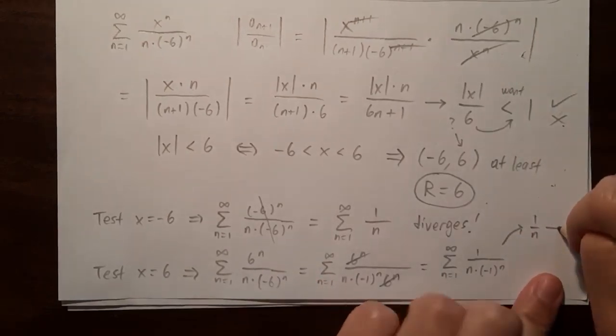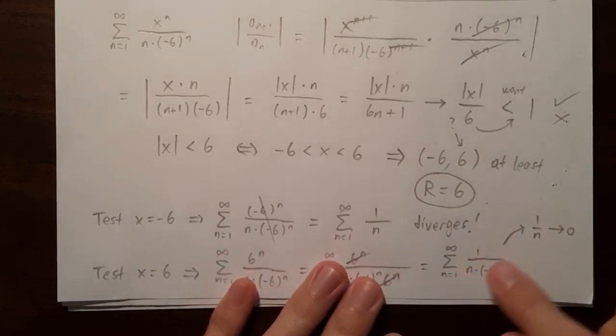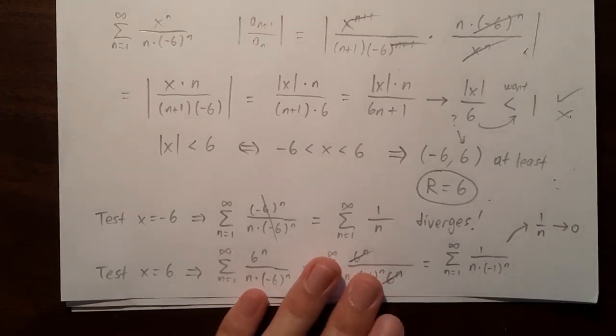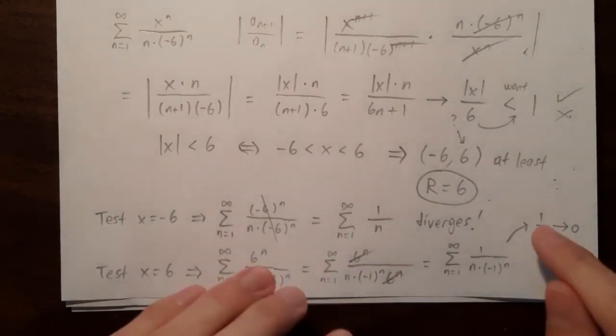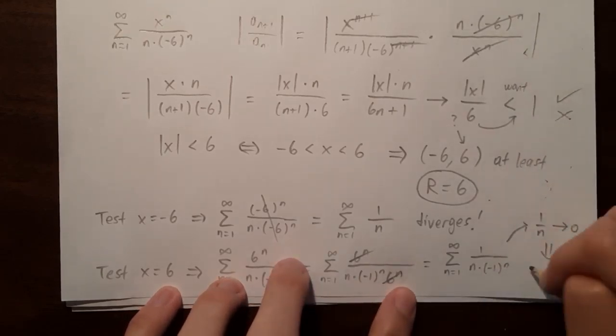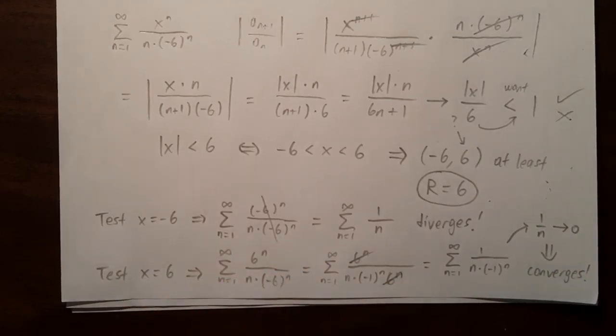And indeed, 1 over n does go to 0, as a sequence of terms. I'm not thinking about this as a series at the moment. 1 over n goes to 0 as a sequence of terms, and because this is in the context of an alternating series, that is enough to conclude convergence. If you're alternating, terms are decreasing, and they decrease to 0, then you converge. That is the alternating series test.